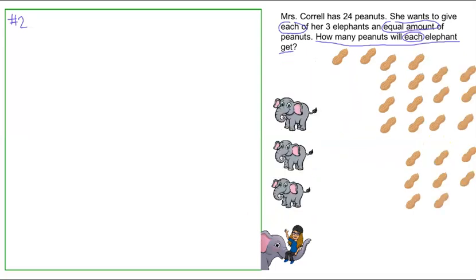Since we're splitting up peanuts and we know that the elephants are the ones getting the peanuts, I went ahead and put my 3 elephants right over here. That's who's getting the peanuts, is the 3 elephants. So we draw our saloon over here and we put the 3 elephants outside. They're the ones that are going to get the peanuts.